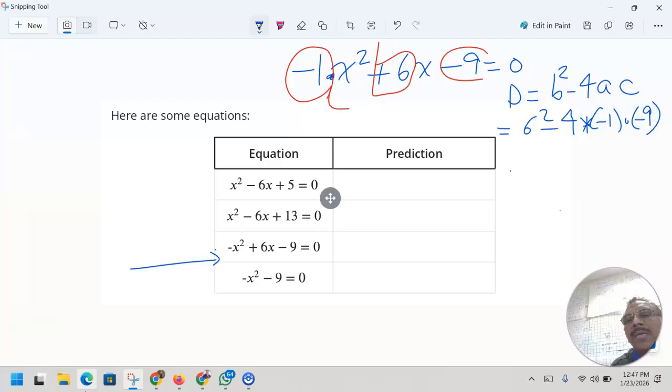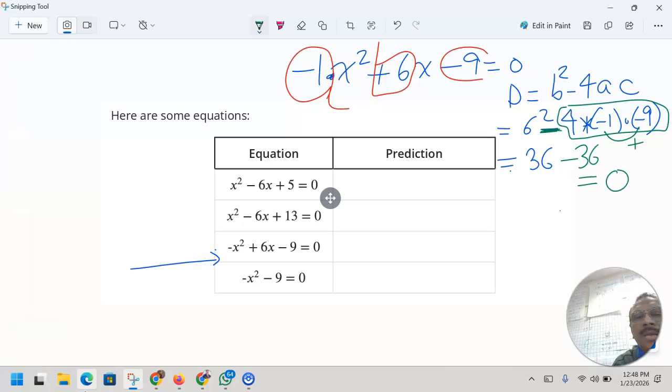When you do this, you get 36. You can see these two negatives will make it positive, and one negative sign stays. When you multiply all this, 4 times 1 is 4, and 4 times 9 is 36. And 36 minus 36 is 0. So here you got D equals 0. So we say one real solution. This is how you figure it out.